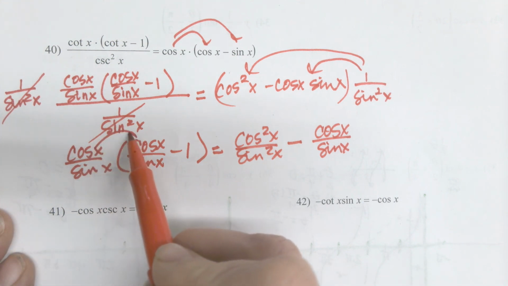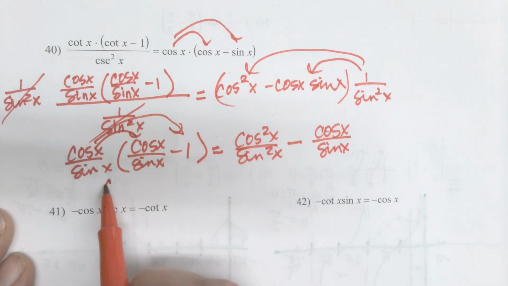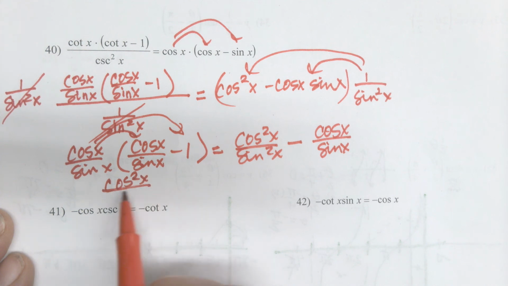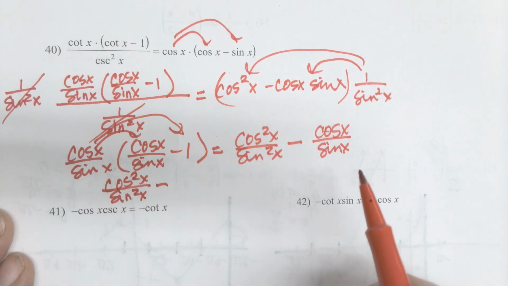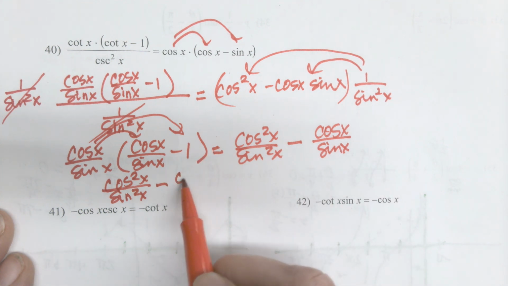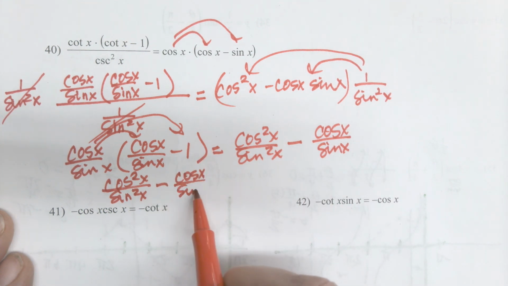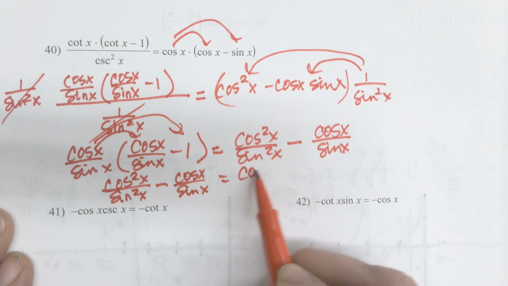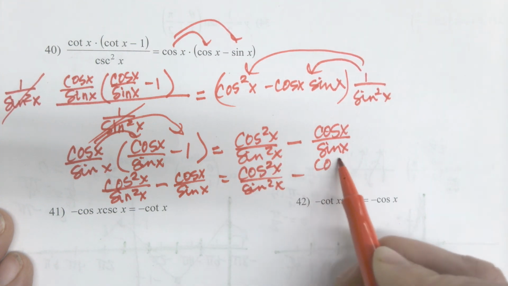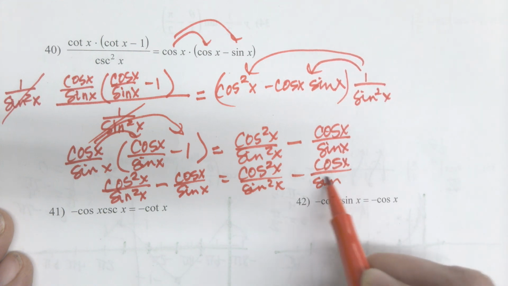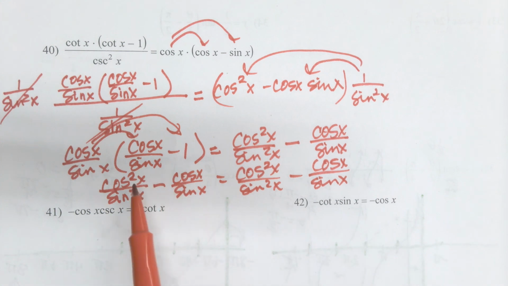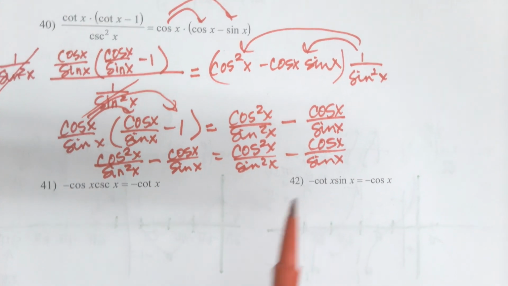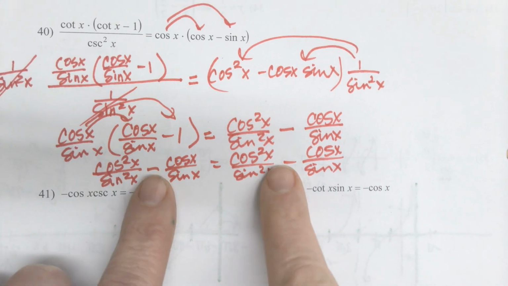So I'll distribute on the left, cosine squared over sine squared, multiply the numerator times the numerator, denominator times the denominator, minus cosine over sine equals exactly the same thing on the other side. Your goal is to get them to look the same, but keep in mind, if you did this problem on your own as a review and you got something that looked different in the end, it doesn't mean you're wrong. Just make sure they look the same.